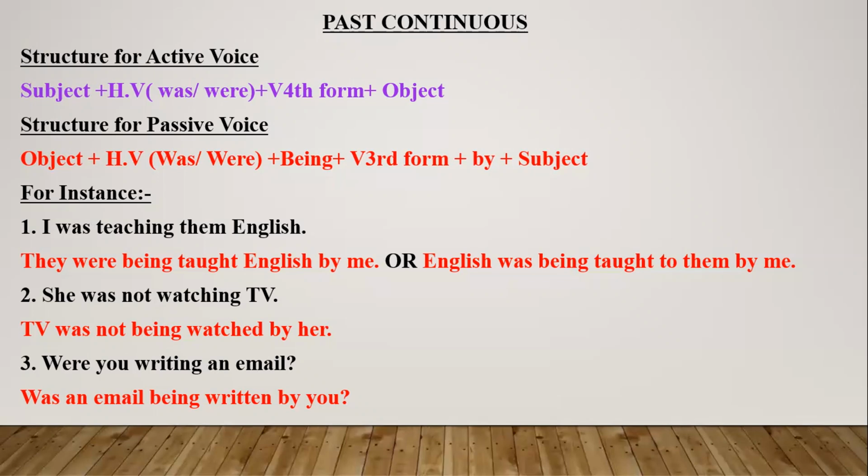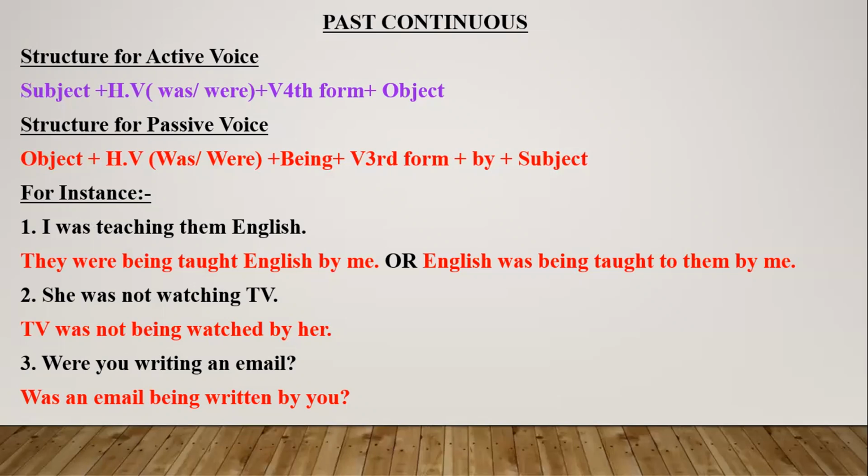Like you can see, after the object, the helping verbs are the same as was or were, and after was or were we use being, then the third form, then by plus subject. So just remember rule number two: whenever you are making any continuous tense, just use the same helping verb and then add being with the third form. For example, I was teaching them English.